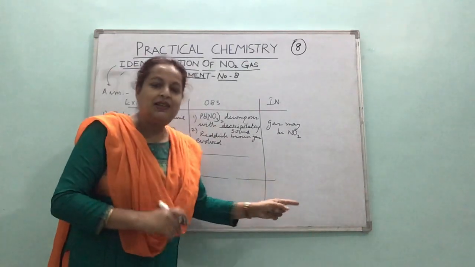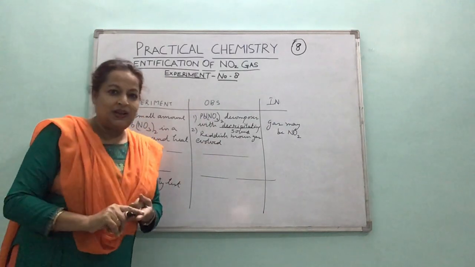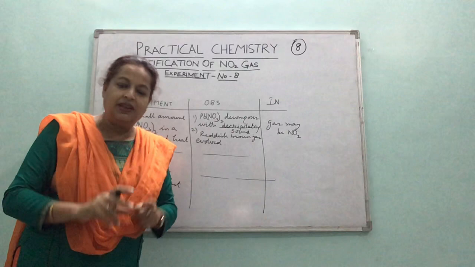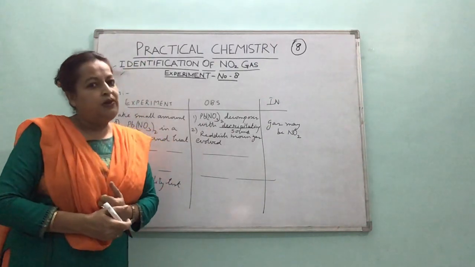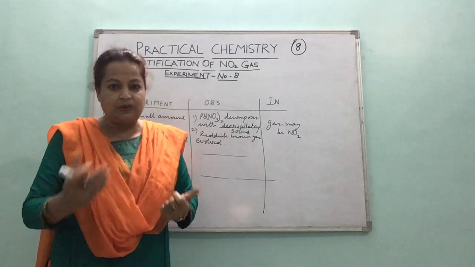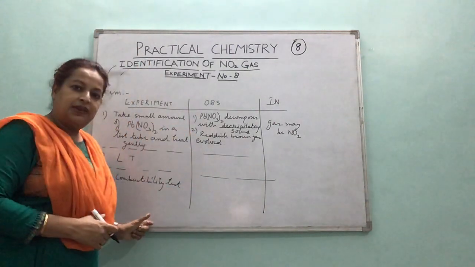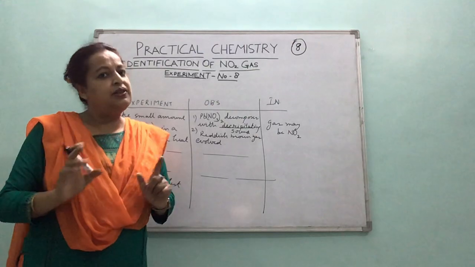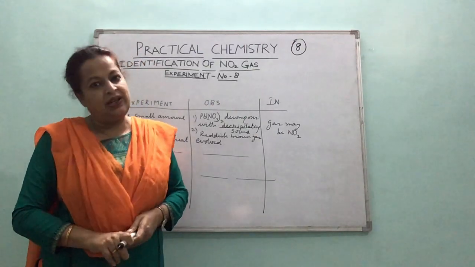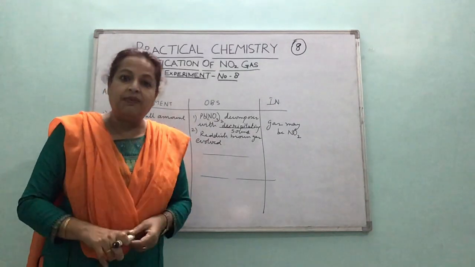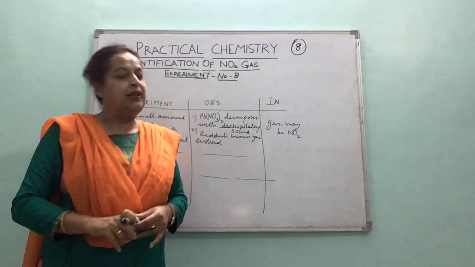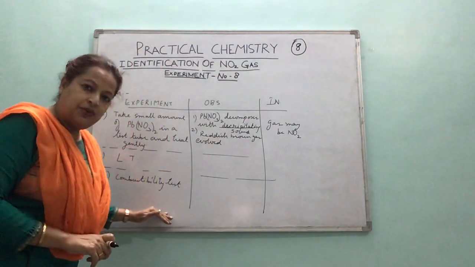And what is the inference? Gas is non-combustible and non-supporter of combustion. We have written in the previous experiments, for all those gases which are non-supporter and non-combustible, the same test. You wrote it in CO2, you wrote the same thing in chlorine, in H2S, and in SO2 also. Till now, for all the acidic gases, you wrote the same thing. So these are the same, so I am not writing it.